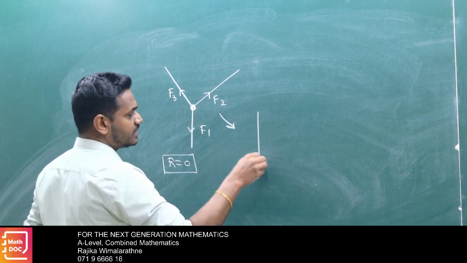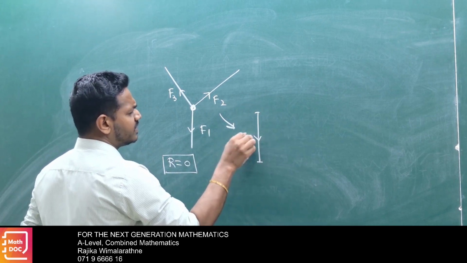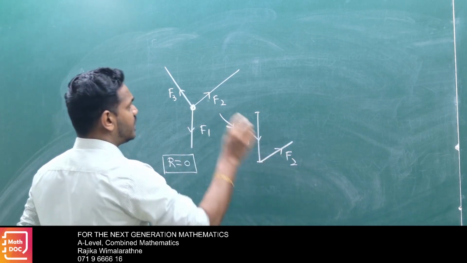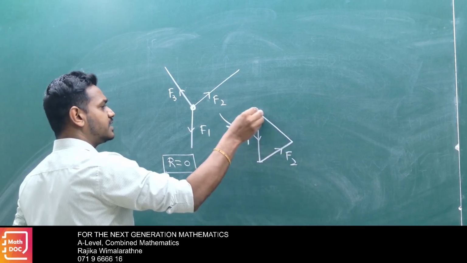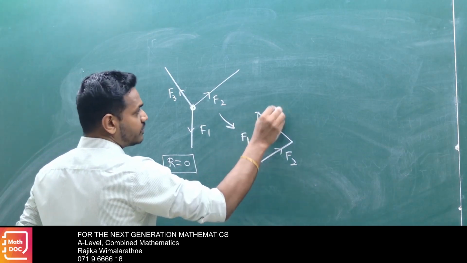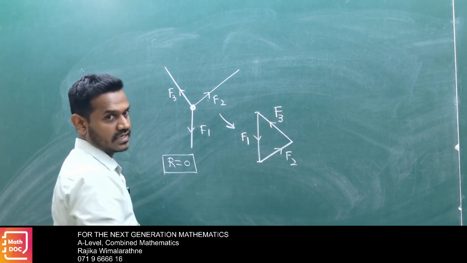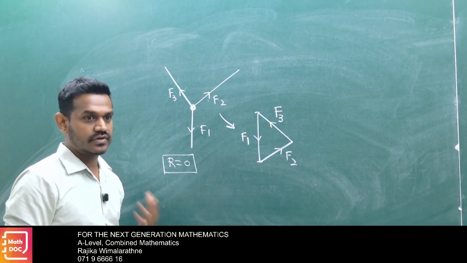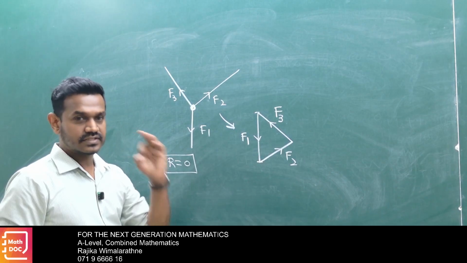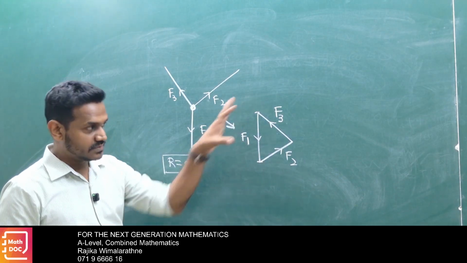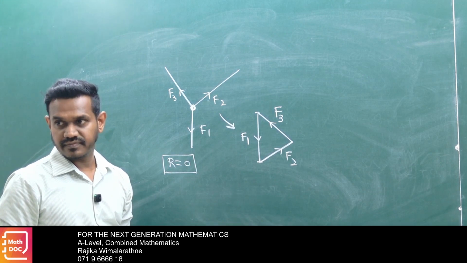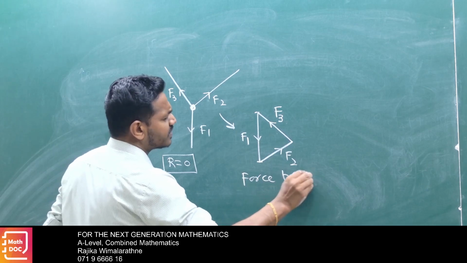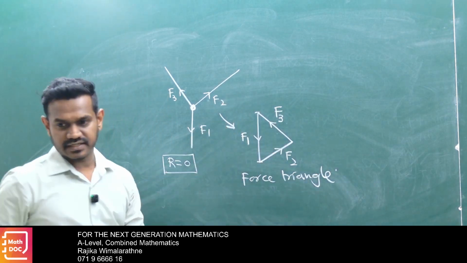So mark F1 like this. At the end point you mark F2. At the end point you mark F3. Then here we see the closed diagram. If the system is in equilibrium, there is no resultant force. No resultant means it is a closed diagram, a closed polygon. Here, especially, a force triangle. We're going to use that technique.